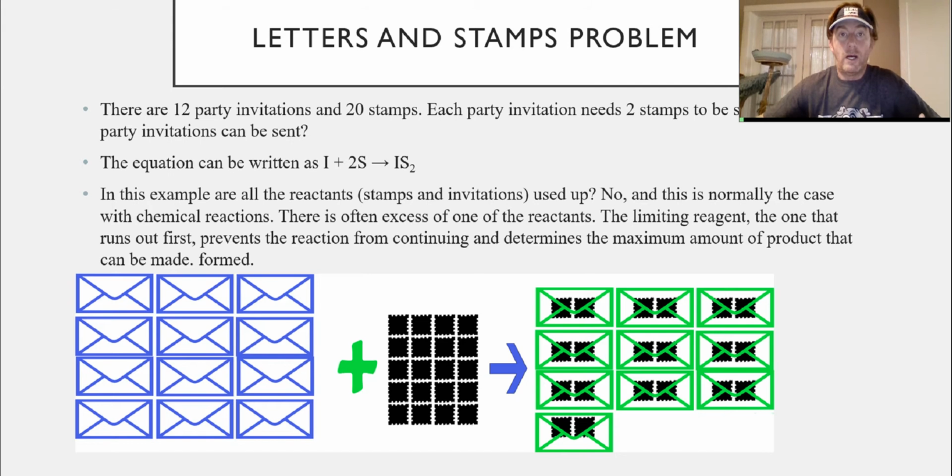Well, it's not always going to work out perfect. Just like in chemistry, the amounts that we're combining for a reaction are not always going to be perfect ratios. We're going to have more of one than the other, or one of them is going to get used up first, and that's going to stop the reaction. Once we either run out of invitations or run out of stamps, we can't mail any more of those, right? So that's limiting our reaction, what we can do here.